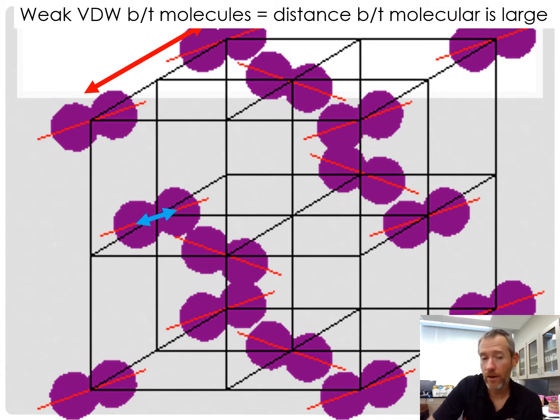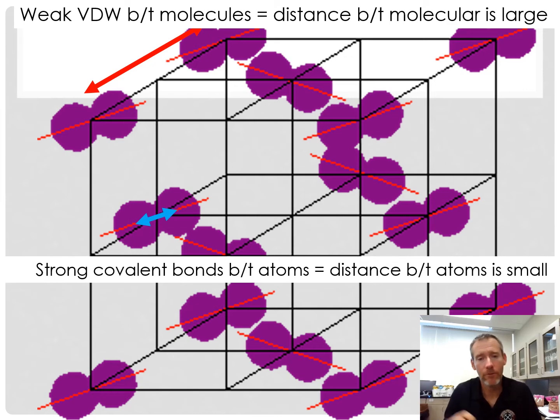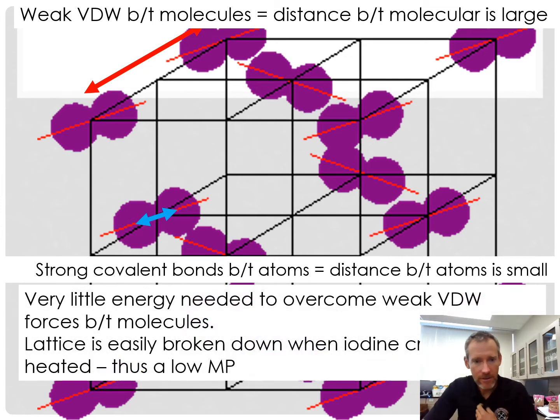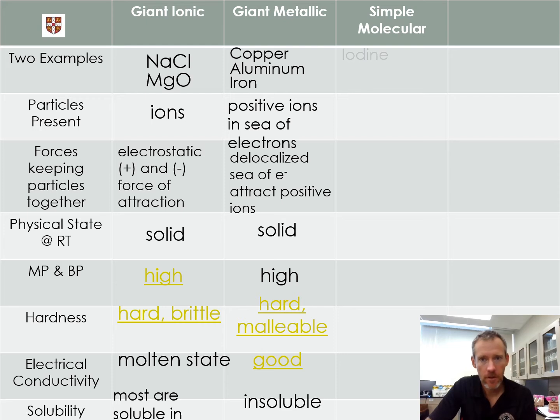Within the molecule, they have covalent bonding, which is a strong bond. So you're not breaking the atoms apart from the molecule. You're just breaking the molecules apart from each other. So strong covalent bonds are within the actual molecule, and then the van der Waals forces are between the molecules themselves. So very little energy is required to overcome van der Waals forces, but you need a lot of energy to overcome the covalent bond.